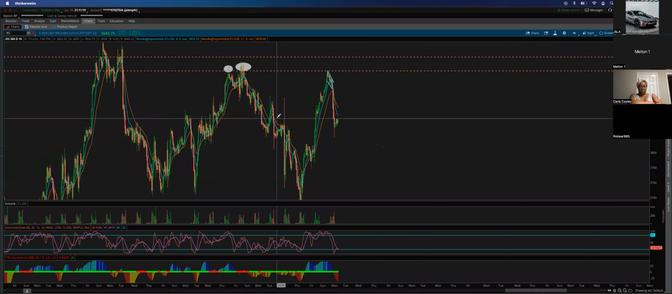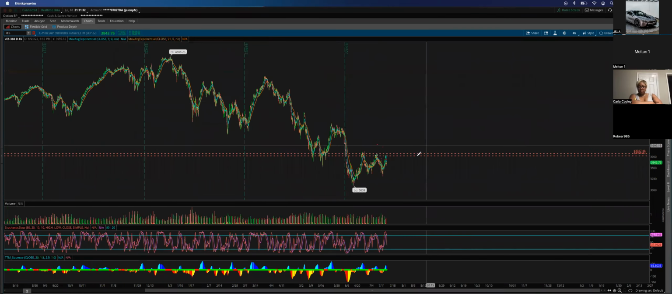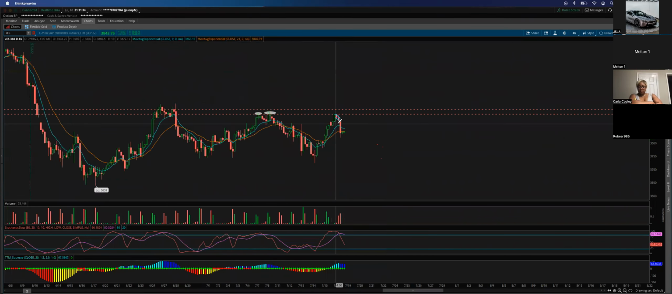Why did I swing SPX puts again? Well, the reason I swung SPX puts is because I feel that we still have more downside, right? When we look at it, I feel like we have more downside.